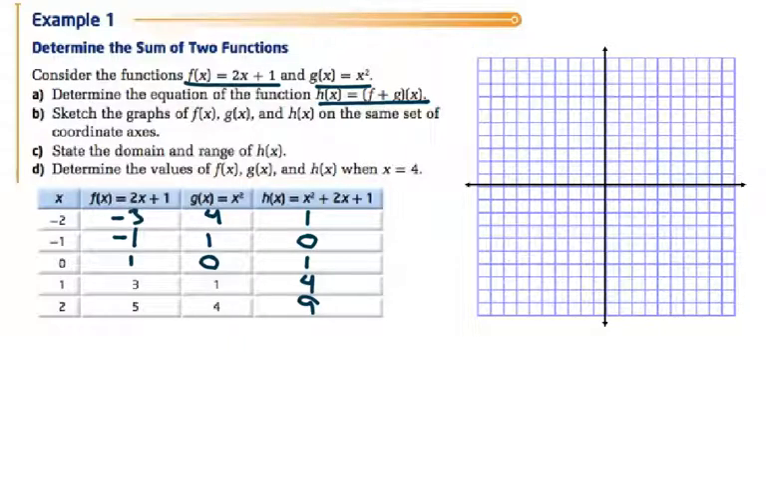So now, question B, we want the graphs of f, g, and h. F, I'm going to do in red. Graph out the points: negative 2, negative 3; negative 1, negative 1; 0, 1; 1, 3; and 2, 5. And that makes as close to a straight line as I can draw on this. We'll connect them.